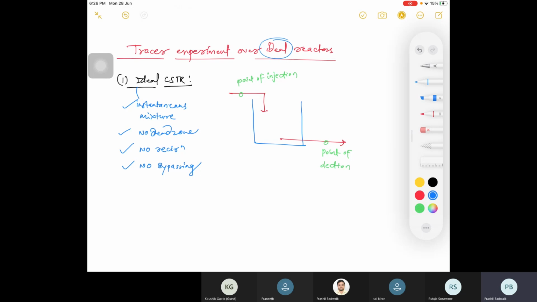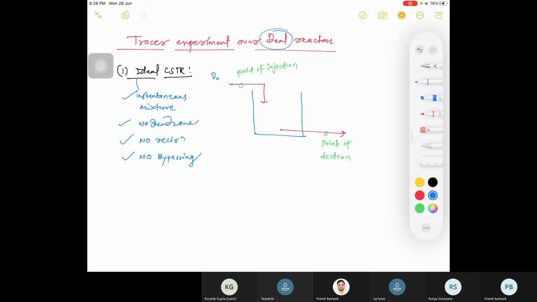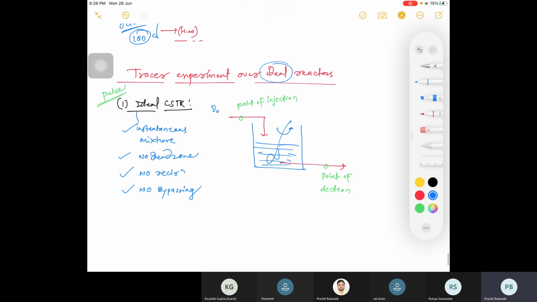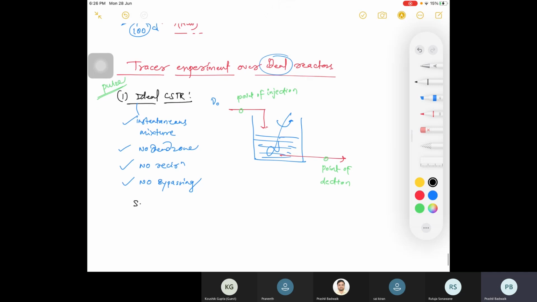Here you are adding tracer with the flow rate, or I'll say the flow rate of the stream is your nu naught. We are adding a small amount of tracer. You write pulse input first, then under that you write ideal CSTR. So this is your injection, then detection. You will be having this feed, then stirrer with agitator. What will be your volumetric flow rate at exit or steady state? That is nu naught. I told you in previous classes.